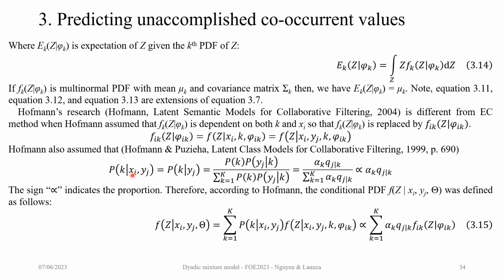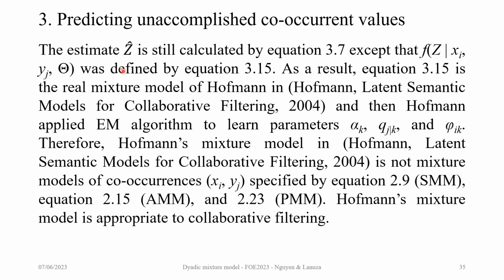Here, Hofmann assumes that φ(k | Si, Yj) is proportional to αk times qjk. This sign indicates the proportion. Therefore, according to Hofmann, the conditional PDF f(Z | Si, Yj, Θ) is defined by equation 3.15 here. The estimate Z hat is still calculated by equation 3.7, except that f(Z | Si, Yj, Θ) is defined by equation 3.15. As a result, equation 3.15 is the crude mixture model of Hofmann. In this result, Hofmann applies the EM algorithm to learn the parameters αk, qjk, and θik.